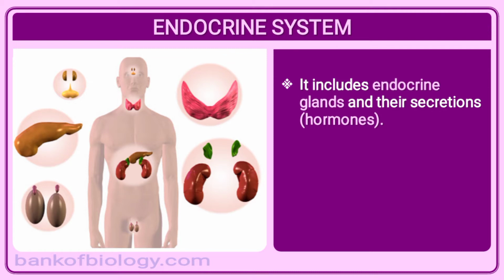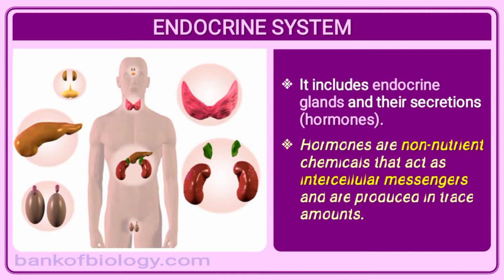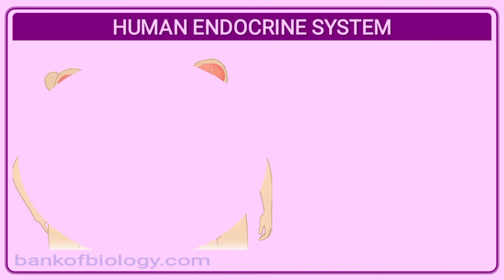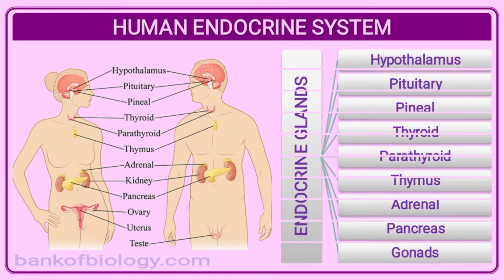Endocrine system is a network of glands, and these glands are ductless. Means to say they do not have tubes to pour out hormones into a specific targeted area. So these are called ductless glands. Hormones are non-nutrient chemicals that act as intercellular messengers and are produced in trace amounts, means to say produced in smaller amounts, limited quantity, for a specific interval of time and at specific organs.